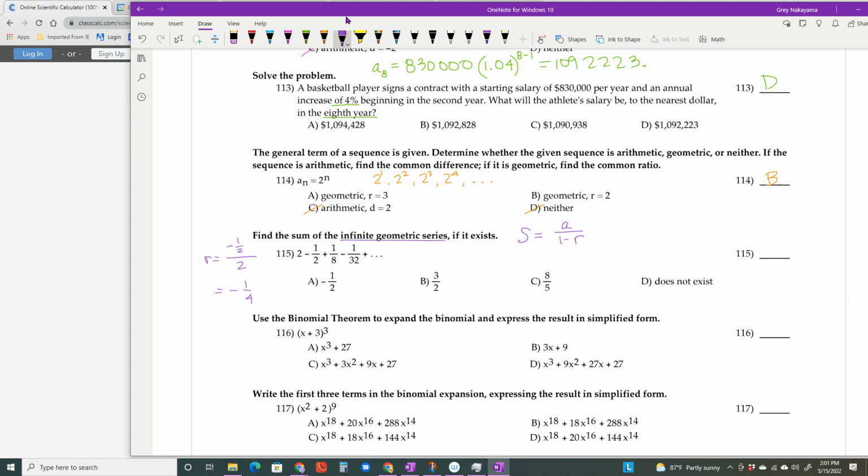The fact that it's 1/4 is less than 1 means I can finish this problem, and it does exist. So A is my first term over 1 minus R, and this is where some people mess up, because they just forget that negative sign, y'all. So that is 2 over 5/4, which gives you an answer of 8/5. You can put that in your calculator. All your calculators can handle that.